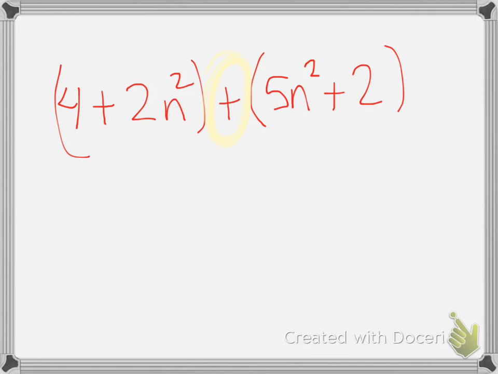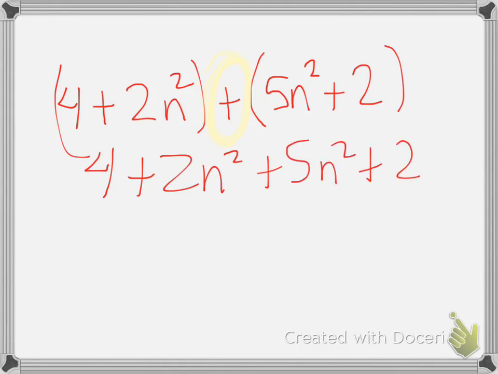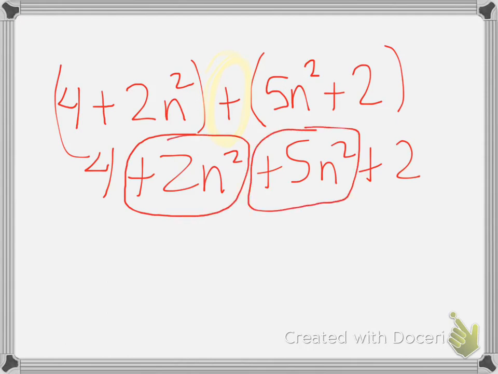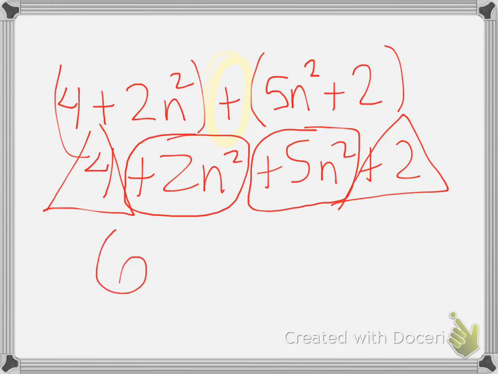So like this kind of a problem, these parentheses don't mean anything because with addition, you don't really need parentheses. So you can think of it as 4 plus 2n squared plus 5n squared plus 2. The things that are alike are the plus 2n squared and the plus 5n squared. And then the 4 and the 2 are alike because they don't have any letters. So you can put the 4 and 2 together and call it 6, and you can put the 2n squared and the 5n squared together and call it 7n squared. Because it's a positive 7n squared, I'm going to write plus 7n squared.